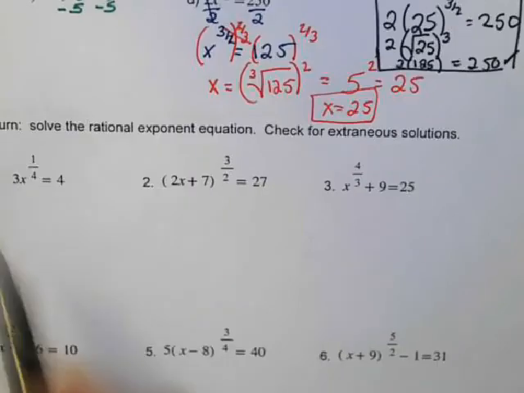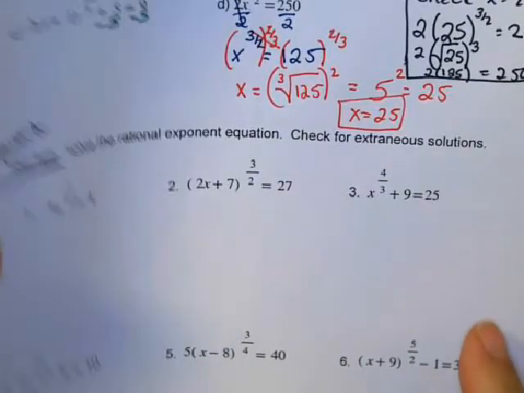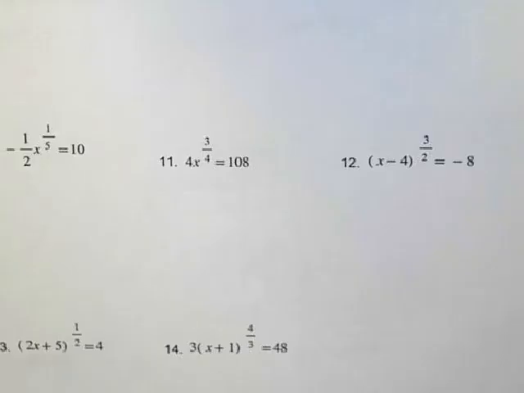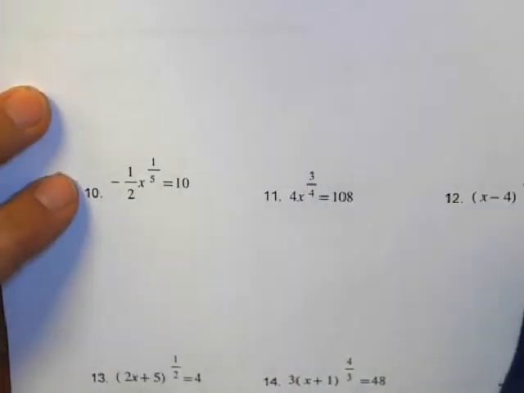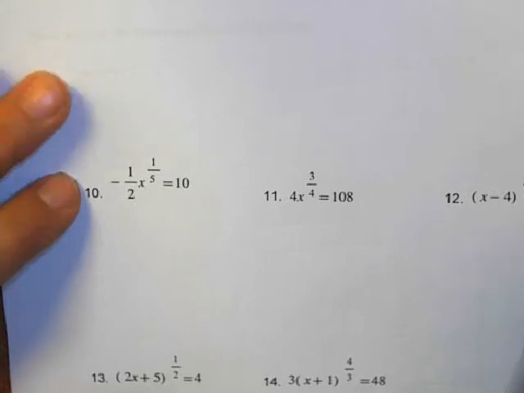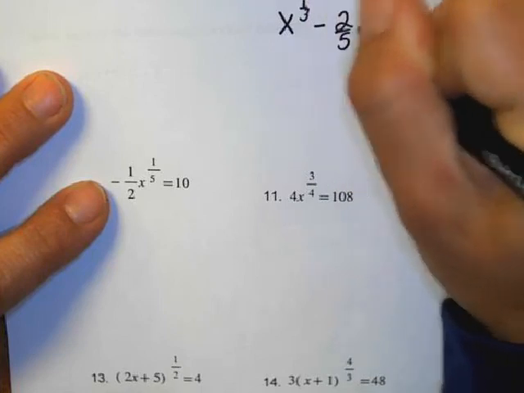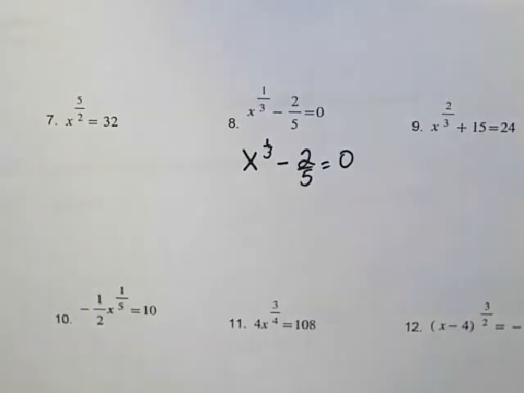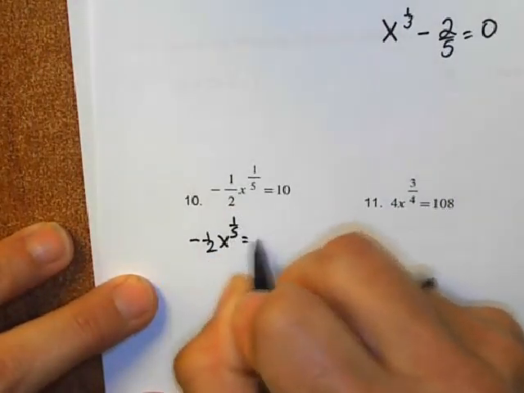Okay, your homework is to do questions 1 through 14. If you have questions, let me say this right now. Number 8 looks really weird. 8 is supposed to say x to the 1/3 power minus 2/5 equals 0, and I know that the computer had a difficult time formatting that for me. Okay. Same thing with number 10 down here. What it should read is negative 1/2 x to the 1/5 power equals 10.